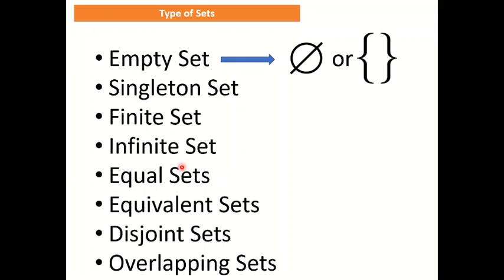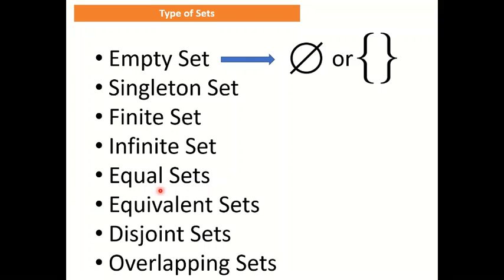Next, you have to move on to equal sets. Equal sets means if two sets are equal, the number of elements should be equal and the elements also should be equal. That is, set {A, B, C, D} should be equal to set {C, D, B, A}. The order can be interchanged. The elements should be equal and the number also equal. So such sets are called equal sets.